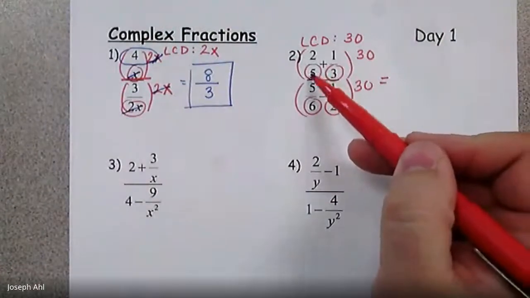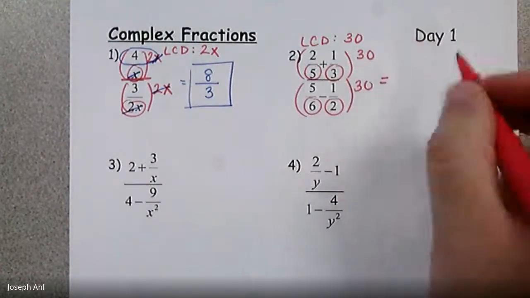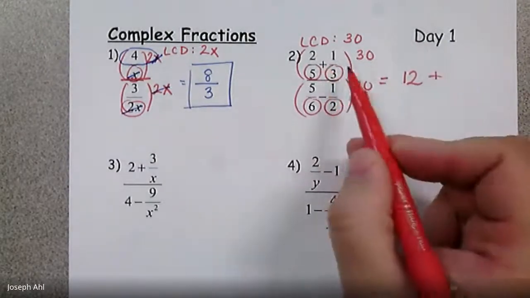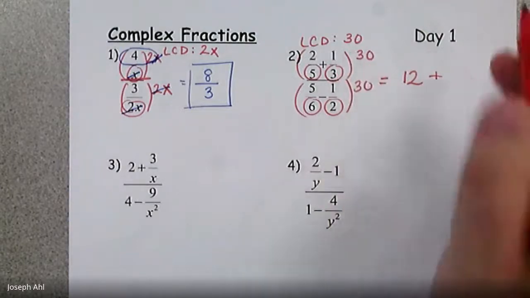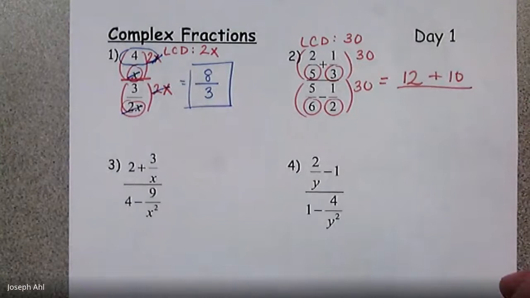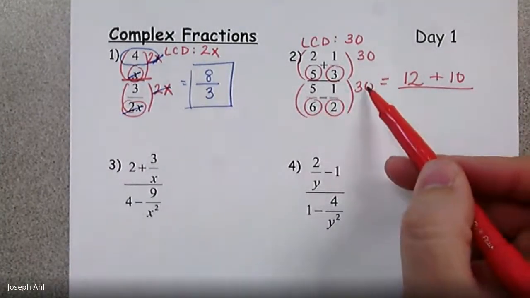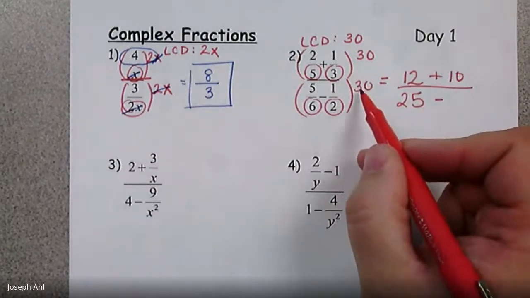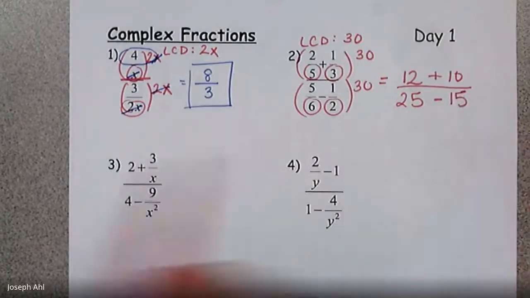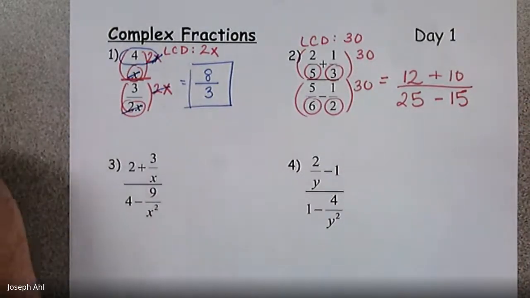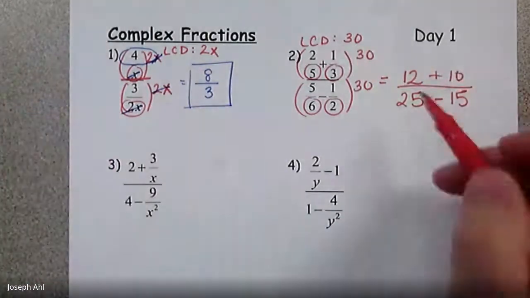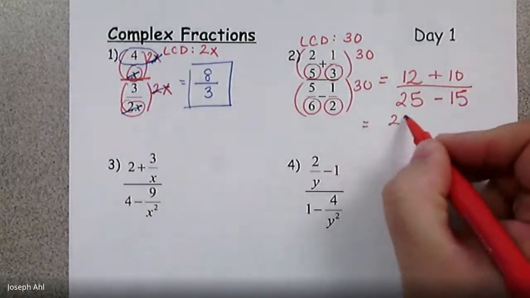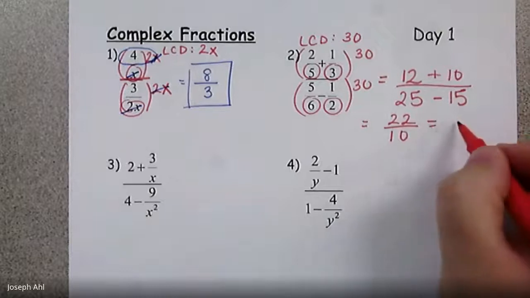Because 5 goes into 30 6 times, and then 6 times the 2 up in the numerator is 12. Plus, moving on to the next term, 3 goes into 30 10 times, and 10 times 1 is 10. Going to the denominator here, 6 goes into 30 5 times. 5 times 5 is 25. And then 2 goes into 30 15 times. 15 times 1 is 15. So certainly we have something that's no longer complex. We have a single numerator, a single denominator, but we should just clean it up by combining like terms. So what's that going to be? 22 tenths. And 22 tenths can reduce to 11 fifths.